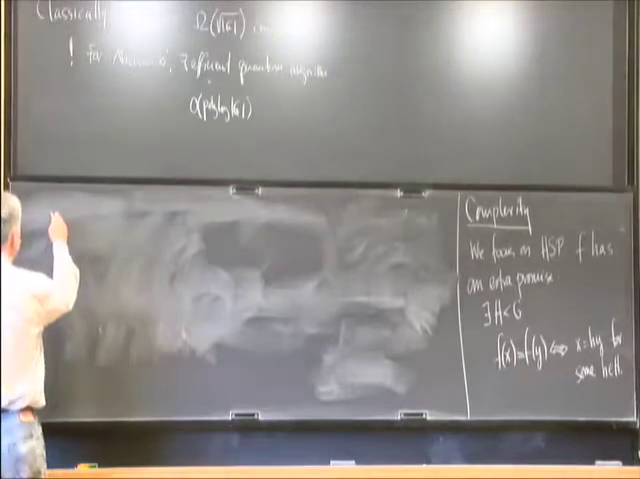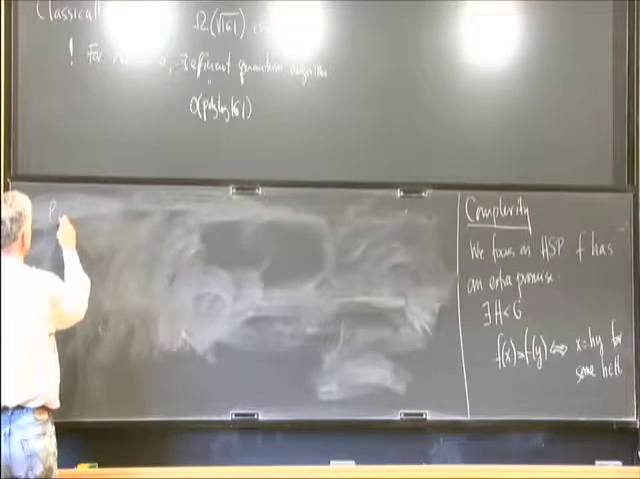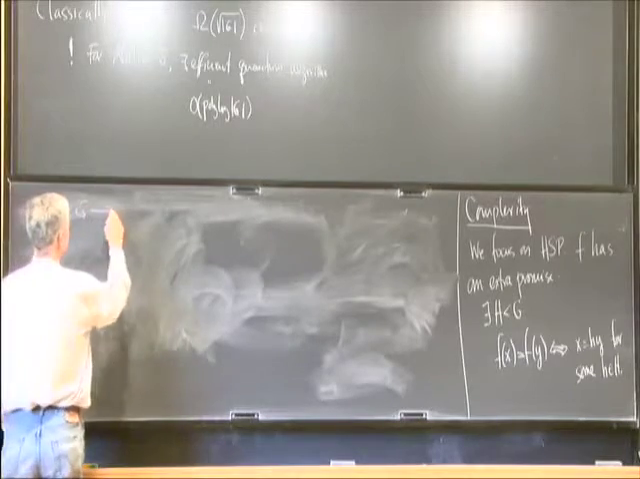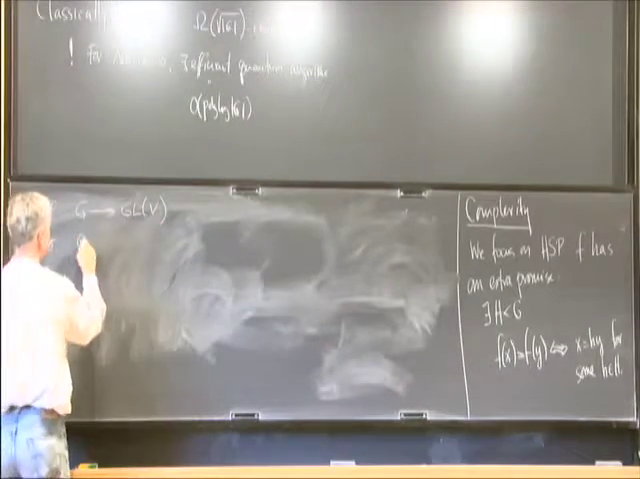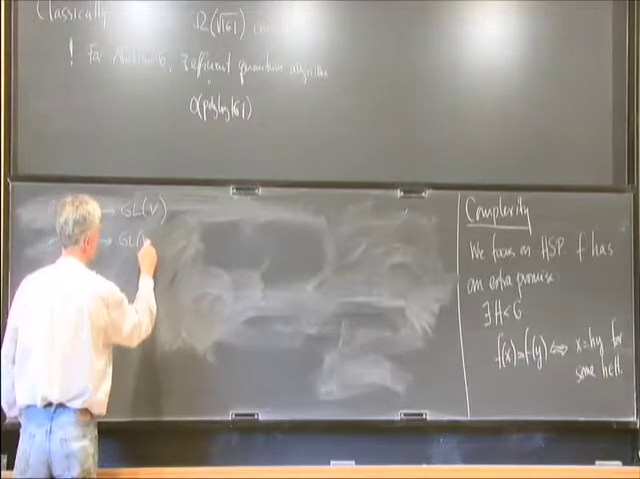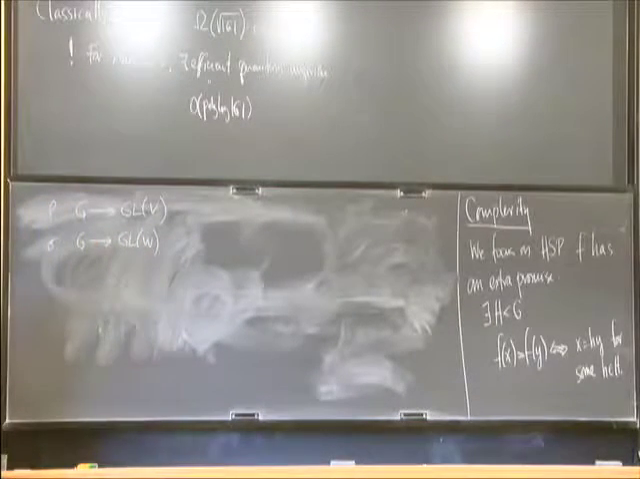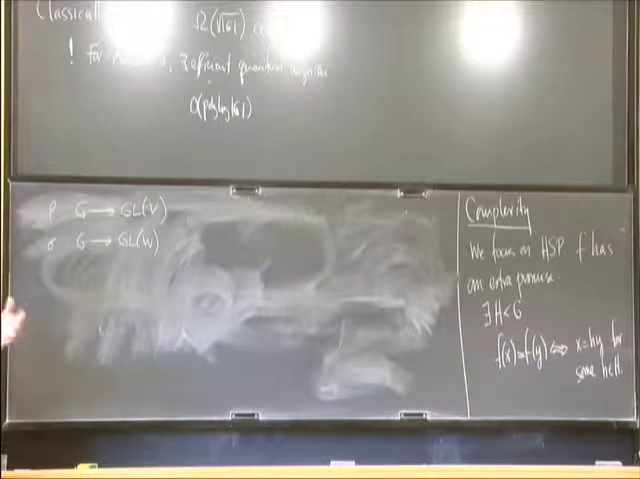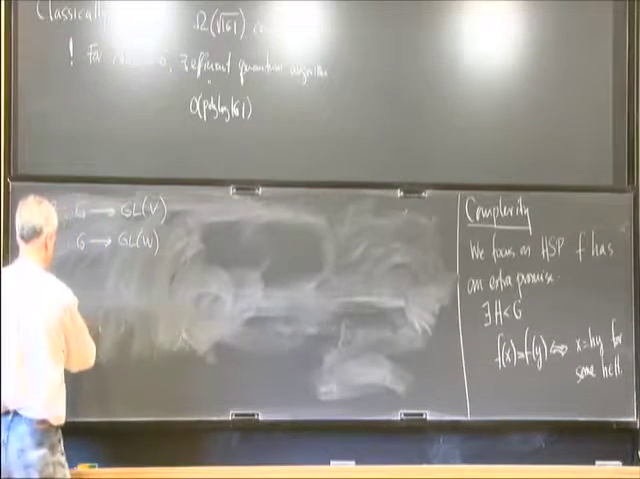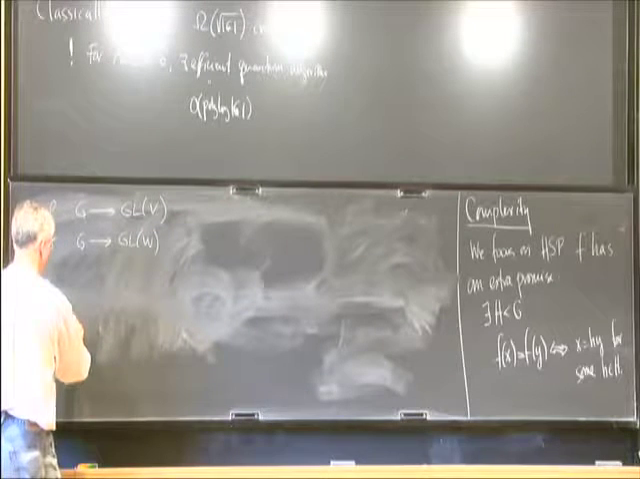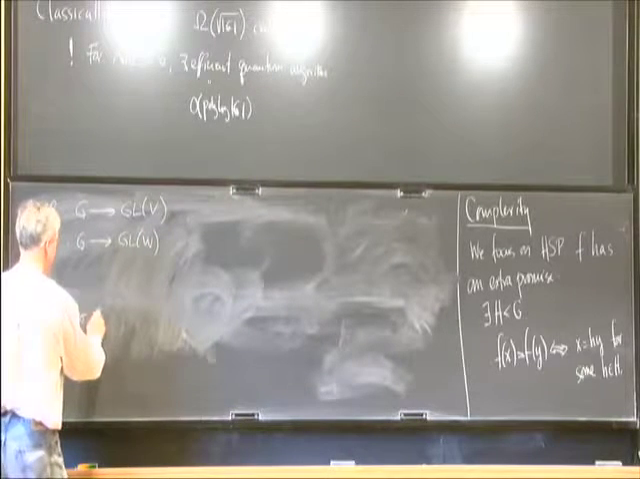So if I have two representations, if rho is a representation and sigma is a representation, then in a completely trivial way, I can build another representation just by suturing these things together, right? So I can build a new representation. Let's call it rho direct sum sigma.